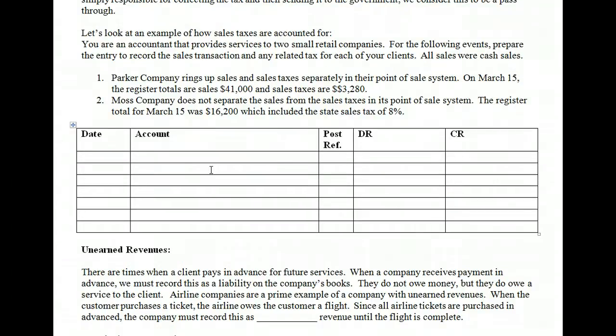from an accounting standpoint. When a customer pays sales tax at a store, is it revenue to the store? Some people would say, yeah, sales tax revenue. No. Sales taxes is a tax imposed by the state governments.